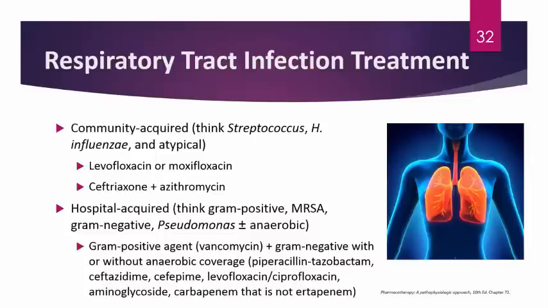So for hospital-acquired infections, this essentially includes hospital-acquired pneumonia or HAP, as well as VAP, or ventilator-associated pneumonia. You should have a gram-positive agent like Vanc, and a gram-negative agent with or without anaerobic coverage, so Zosyn, ceftazidime, cefepime, Levaquin, Cipro, an aminoglycoside, or a carbapenem that is not ertapenem. Because remember, ertapenem does not cover against Pseudomonas, and that's one of the things that we want to cover in a lot of the hospital-acquired infections, particularly pneumonia.